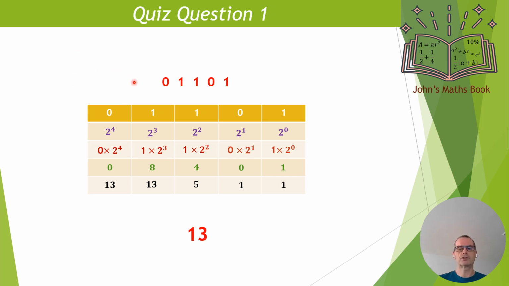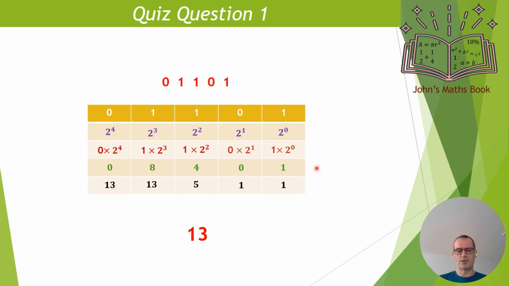So again, we'll arrange the binary number in 5 columns. So we have 01101. And in column 1, we have 1 times 2 to the power of 0, which gives us 1. The second column, we have a 0, so 0 times 2 to the power of 1 is 0. Third column, we have 1, so it's 1 multiplied by 2 to the power of 2, which is 4. In the next column, we have 1, so it's 1 times 2 to the power of 3, which gives us 8. And in the final column, we have a 0, so it's 0 multiplied by 2 to the power of 4, which again gives us 0.